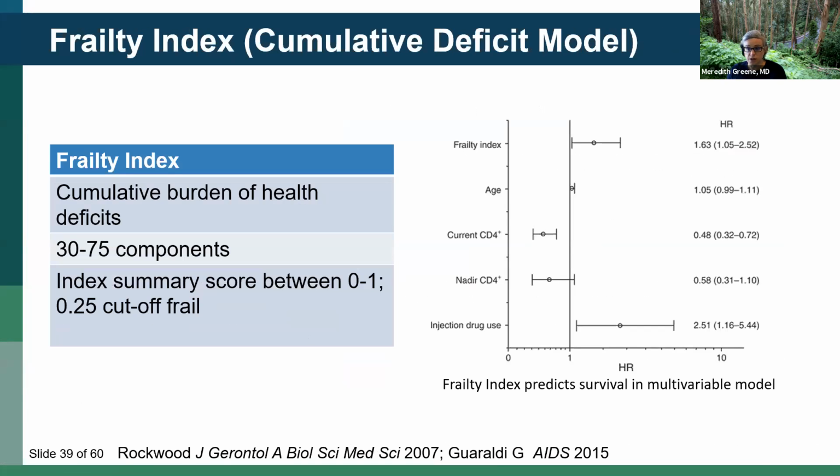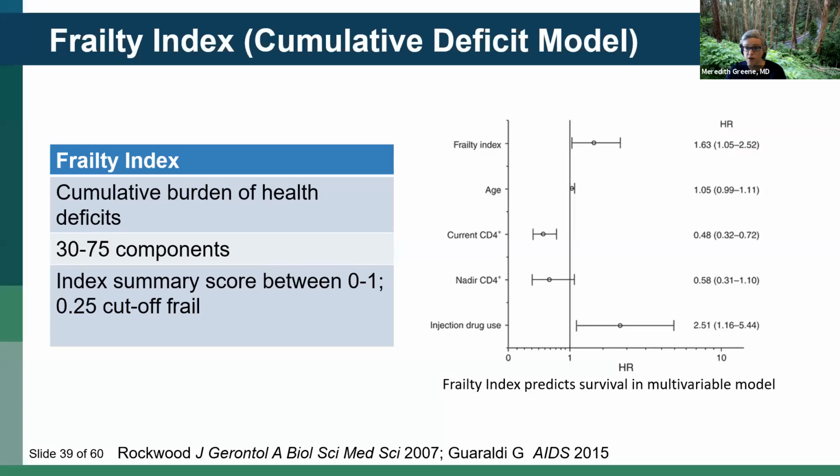The frailty index, so those two big buckets, one is Fried, one is the frailty index. It's sometimes called the cumulative deficit model because it's looking at this cumulative burden of health deficits. So it's not a unique phenotype of physical measurements. It's this cumulative burden and can include things like comorbidity, certain lab markers, cognition. And the original frailty index included 70 components.